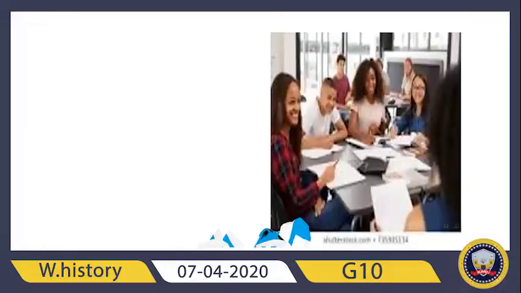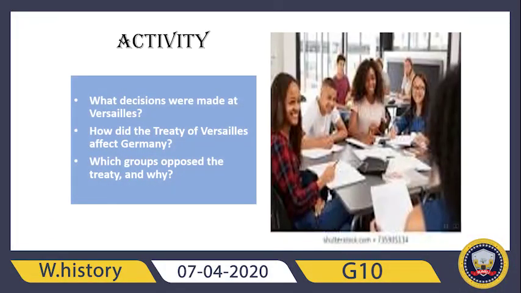So now at the end, like always, we have an activity for today. At the end of this whole chapter, you will find an assessment in your book, on page number 862. Chapter 29 assessment. Your task for today is to complete the assessment from the book as well, and a few questions I made for you which you have to write down: what decisions were made at Versailles, how did the Treaty of Versailles affect Germany, and which group opposed the treaty and why.